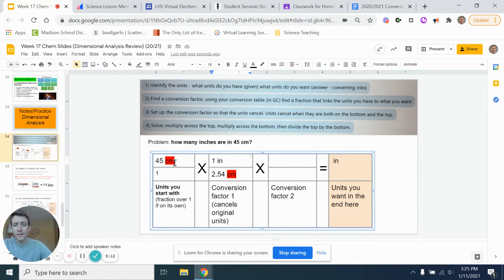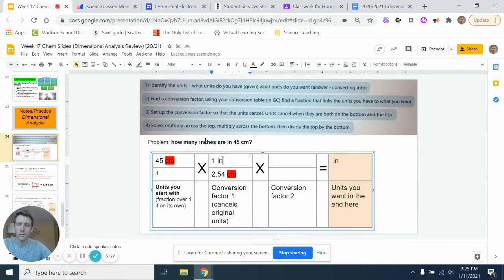So now it's set up. Check that the units I don't want cancel, and that the units that don't cancel are the ones that I want, like inches. So I see that it's left over. I think I'm good to go. I'm ready for step 4 because these units cancel, the units check out.